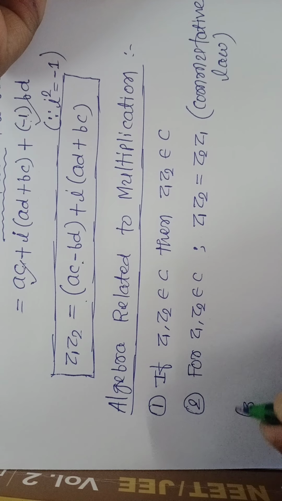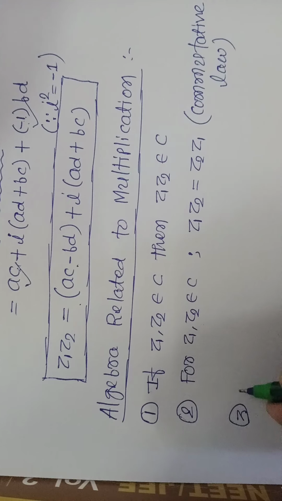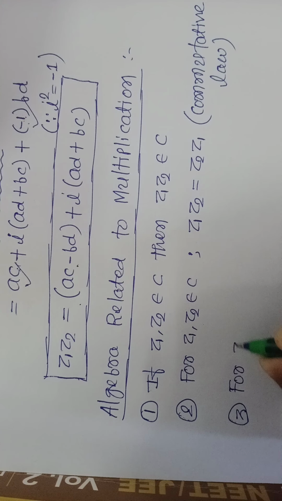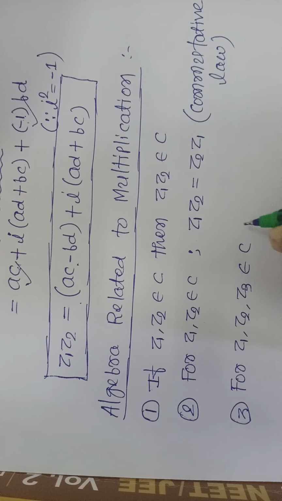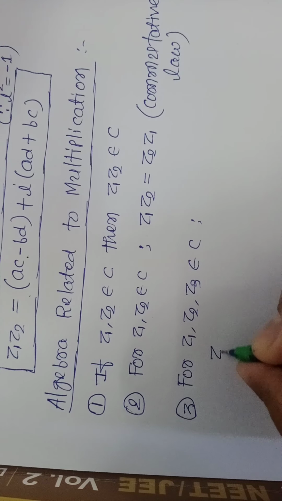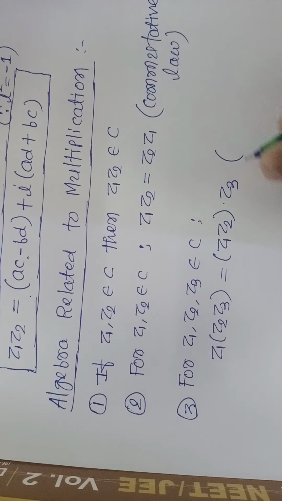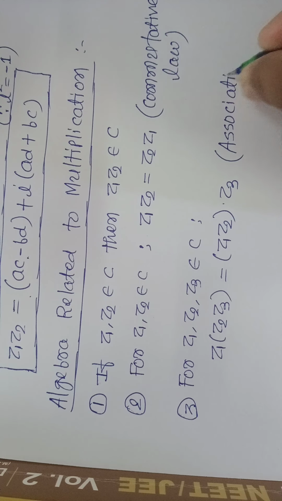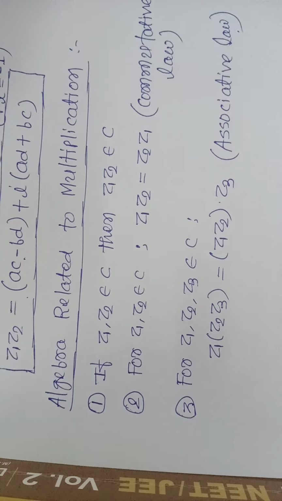Third result is associative law. For z1 z2 and z3 belongs to c. What is the associative law? z1 into (z2 z3) is equal to (z1 z2) into z3. So that is associative law. It means associative law is also satisfied.